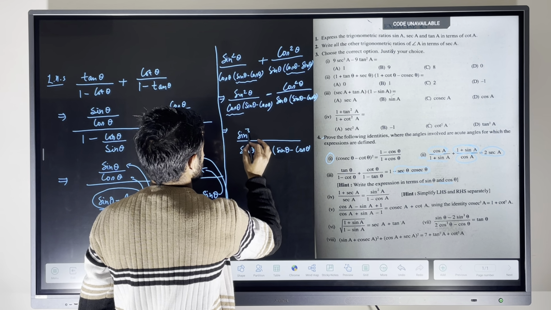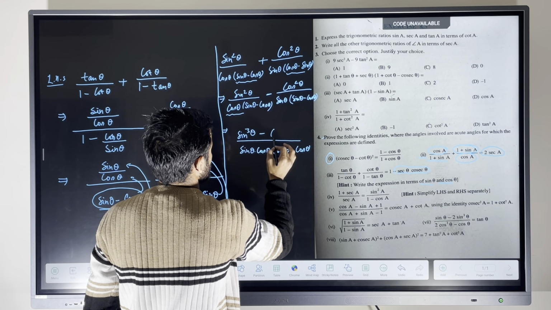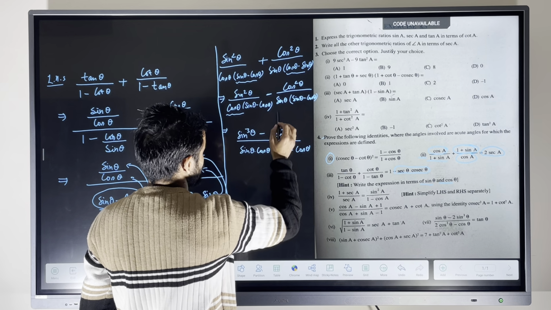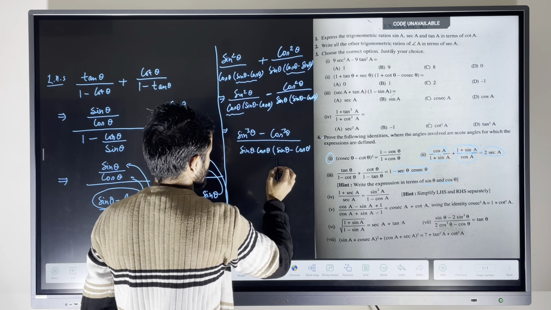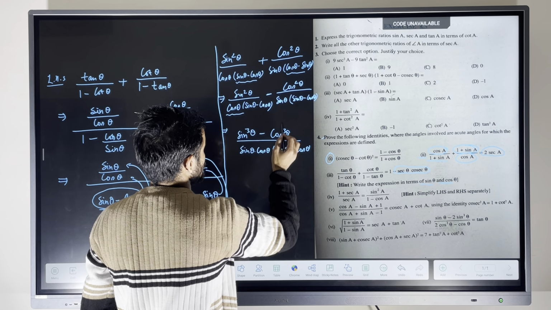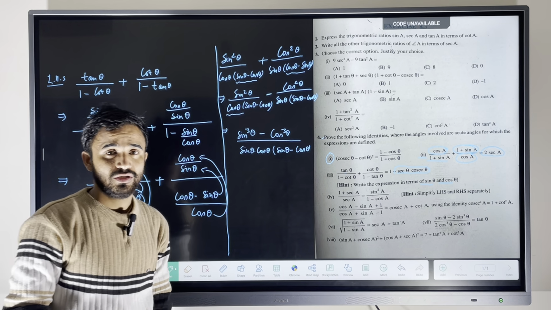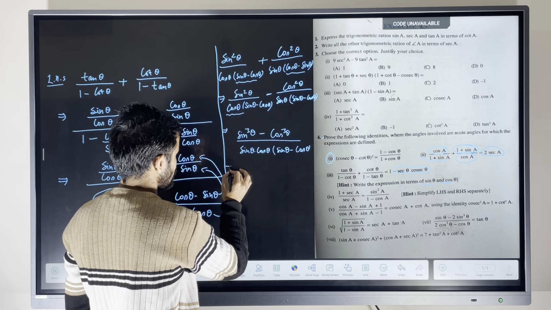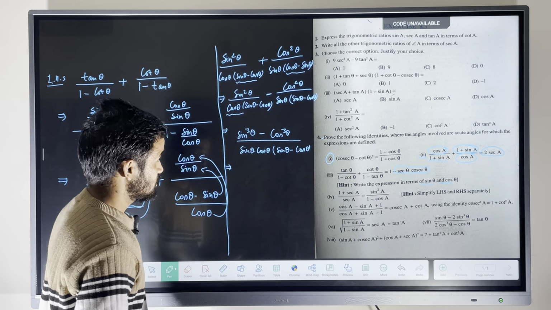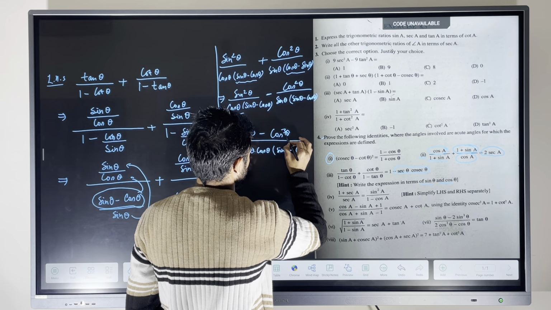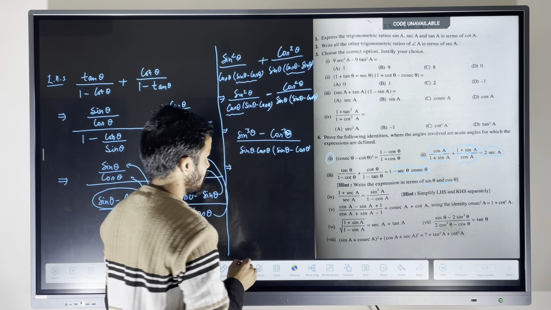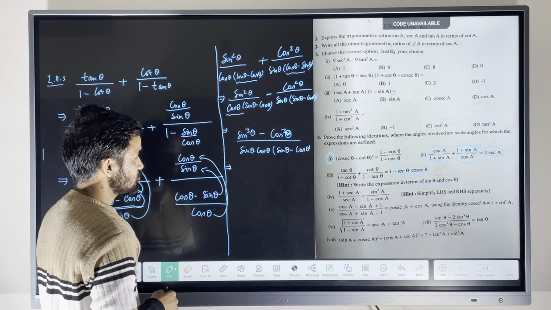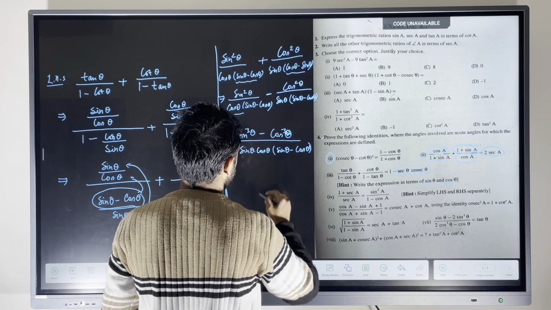Okay, so here if we divide this by this, we will be left with only sin theta, and if we multiply sin theta with sin square theta, it will be sin cube theta minus cos cube theta. Same here, because we have divided by this, we are left with cos theta, and cos theta will be multiplied with cos square theta and it turns to cos cube theta. Now as we know, it turns to a cube minus b cube. And what is the formula of a cube minus b cube?